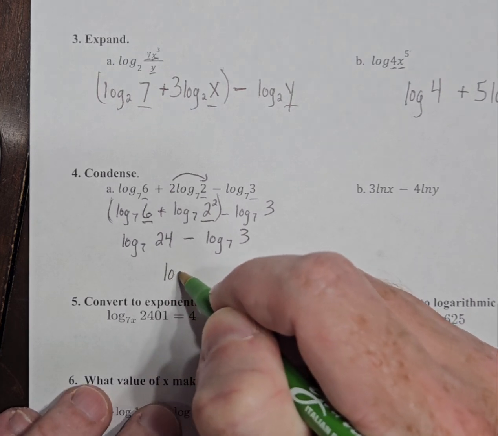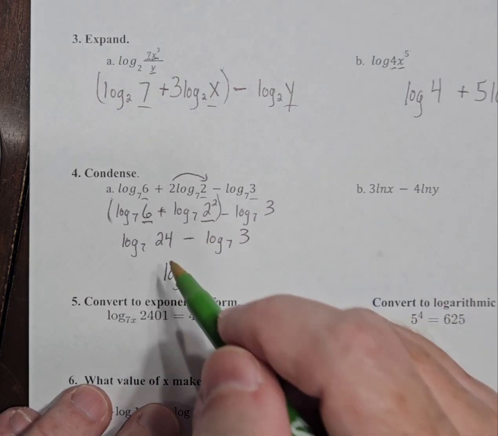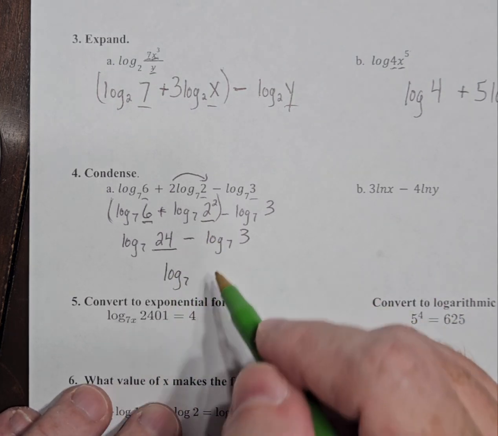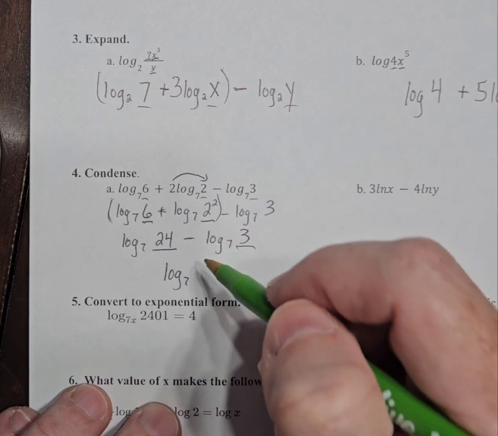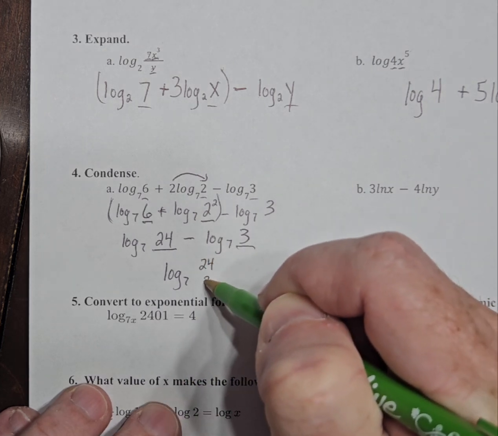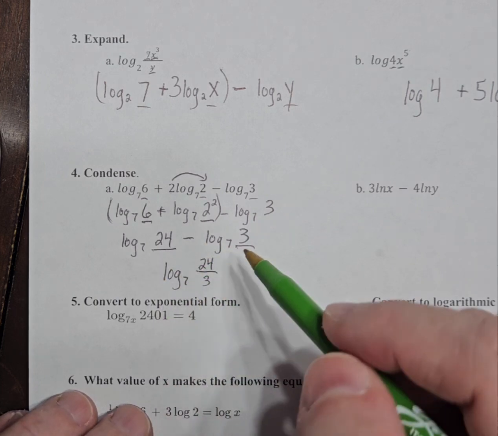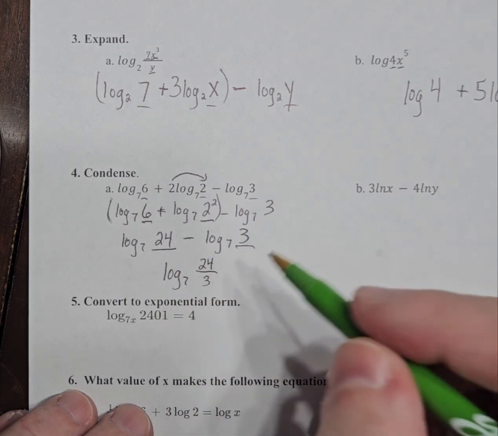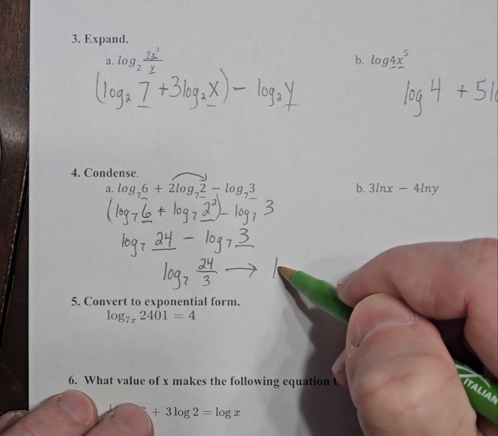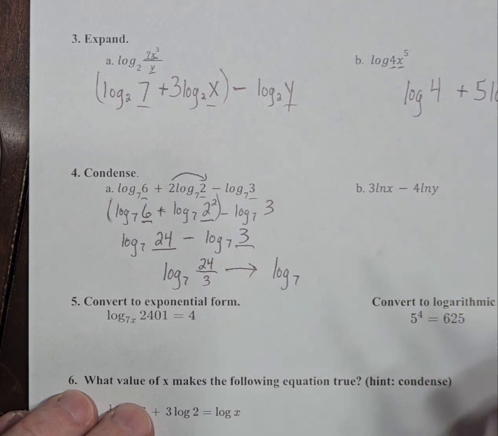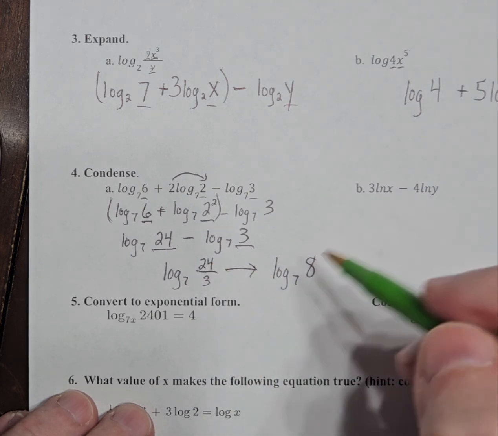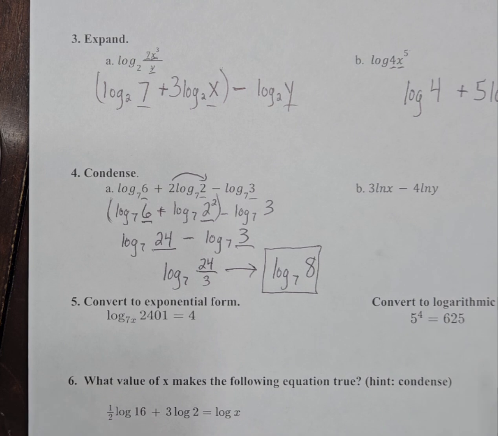So I'm going to condense down to 1 log, and I'm going to take that base and divide that base. 24 divided by 3. So that technically is now condensed down to 1, but since these are two numbers, I can go ahead and simplify it. 24 divided by 3, of course, is 8, and that would be my final condensed answer.